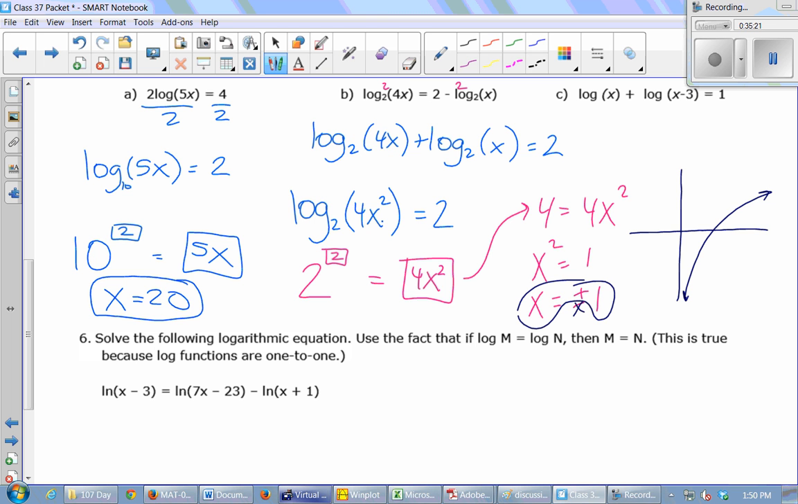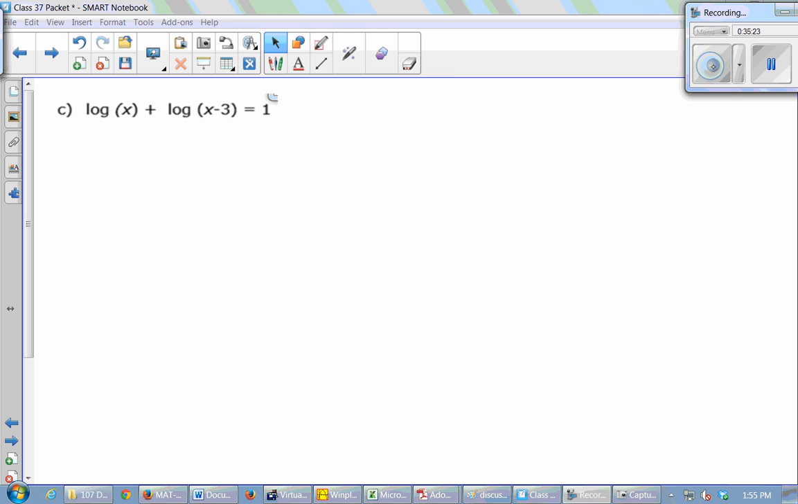Right, you guys try C. Okay, so for C, we have a similar approach to the last one. I'm adding two logs together. They have the same base. What is my base? 10, yeah. If there's no base written there, you assume it's a 10.